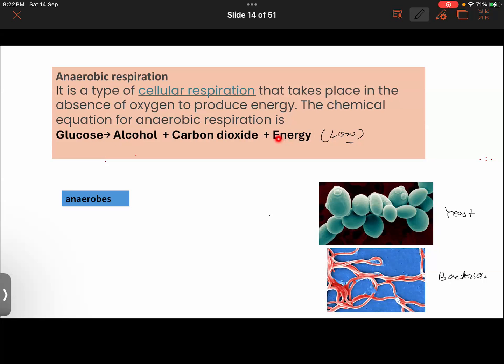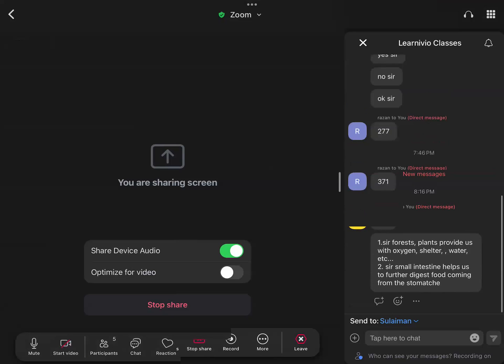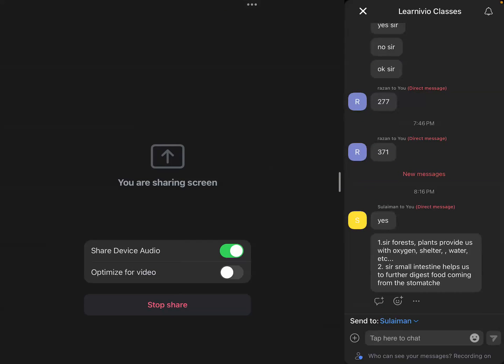Okay. Suleiman, try to send the answers before class ends. Can I send the answers? We have shared it. I couldn't see it. Mistakenly, have you shared it here? You have shared it here actually, no? Okay, anyways.